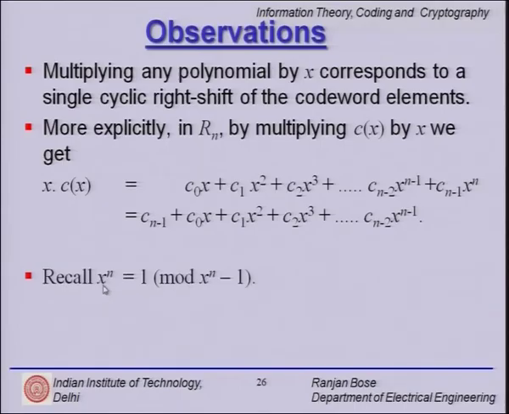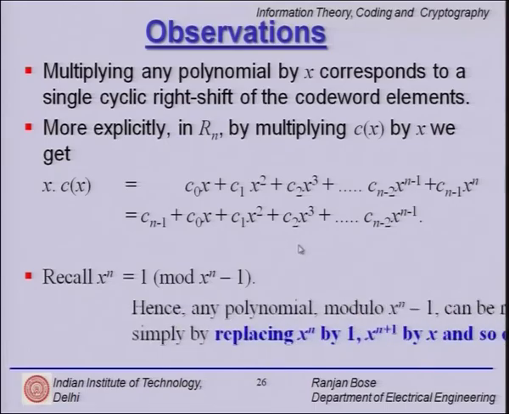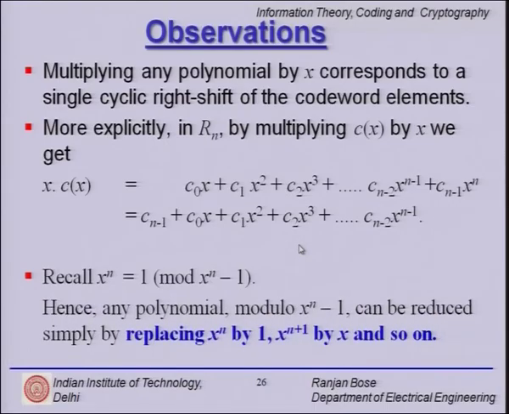Please recall that x^n is equal to 1 if you take mod x^n minus 1. So, this will be our staple for the next few slides. All operations, all products, additions would be done modulo x^n minus 1, because that puts us in the domain of cyclic codes. So, any polynomial modulo x^n minus 1 can be reduced simply by replacing x^n by 1, x^(n+1) by x, and so on and so forth. So, this is the critical observation.